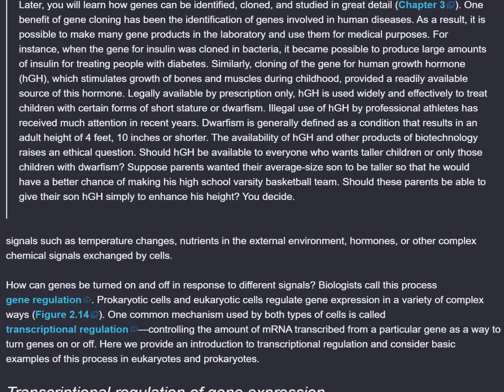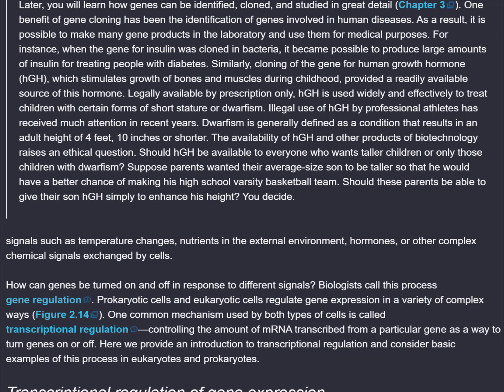Similarly, cloning of the gene for human growth hormone, HGH, which stimulates growth of bones and muscles during childhood, provided a readily available source of this hormone. Legally available by prescription only, HGH is used widely and effectively to treat children with certain forms of short stature or dwarfism. Illegal use of HGH by professional athletes has received much attention in recent years.